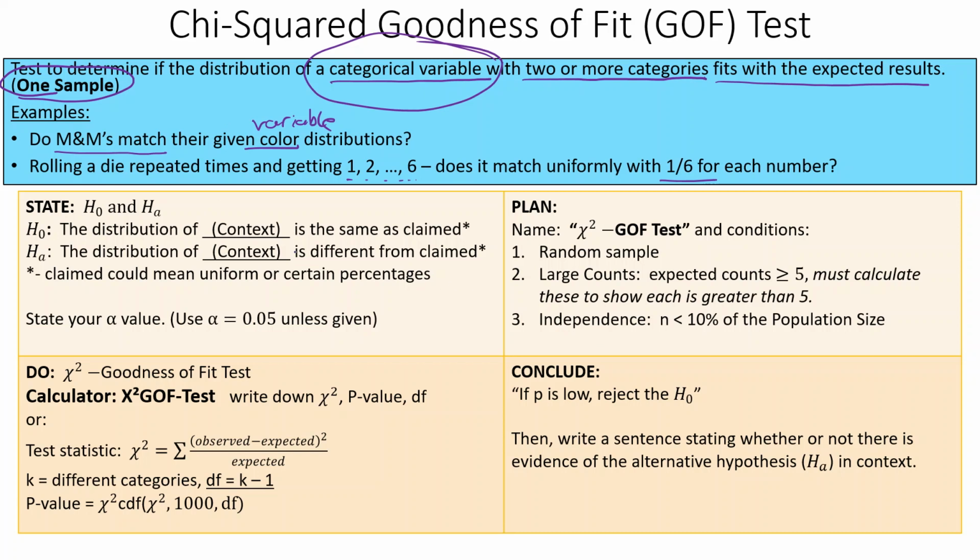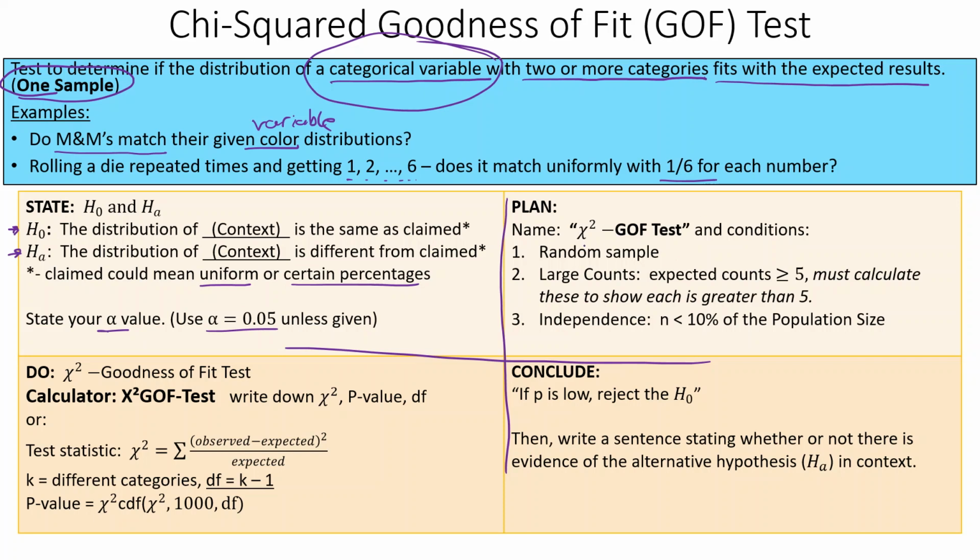Since it is a hypothesis test, we draw our little boxes, we draw our little cross, and we fill in our boxes: state, plan, do, conclude, just like before. State, we just have to have our 2 hypotheses. Our null hypothesis is always going to be that the distribution of whatever we're working with is the same as claimed. And the alternative is that the distribution is different from claimed. Claimed could mean that it's uniform, or it could mean that it's certain percentages of each thing. But we can just say as claimed, and that's okay. And then we state our alpha value. If they don't give you one, we're going to use 0.05.